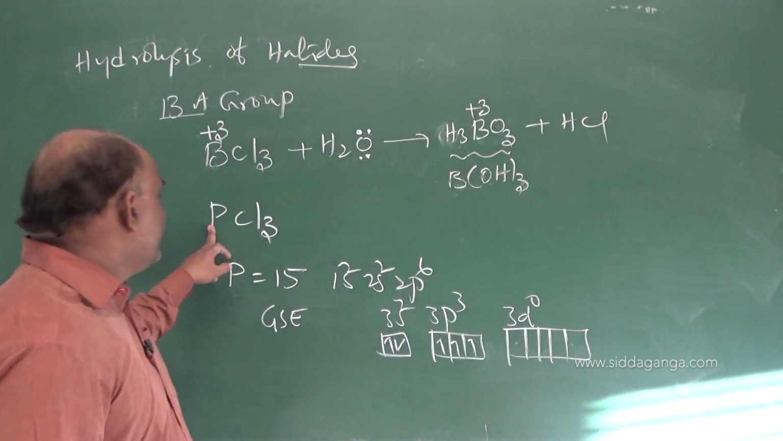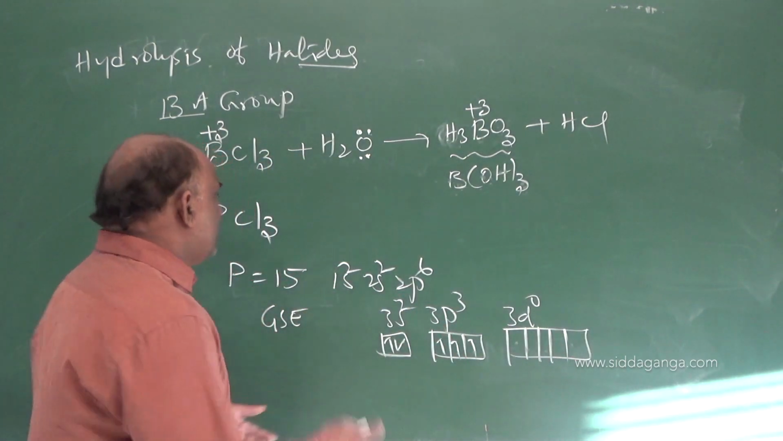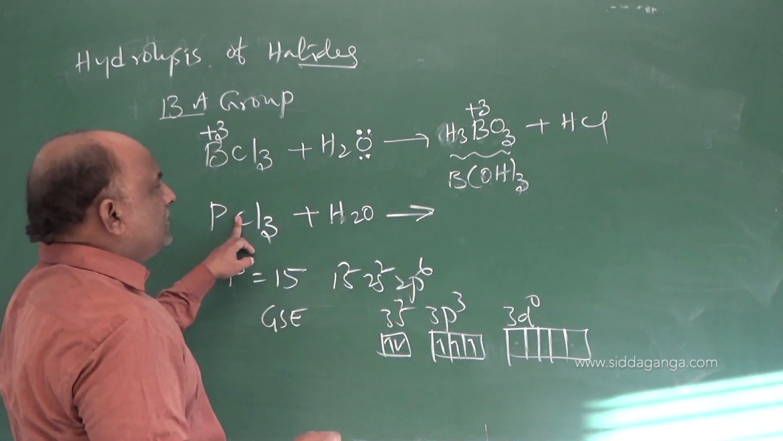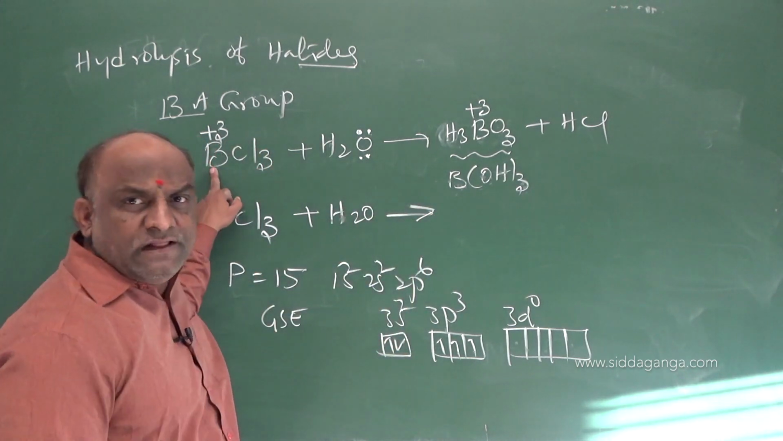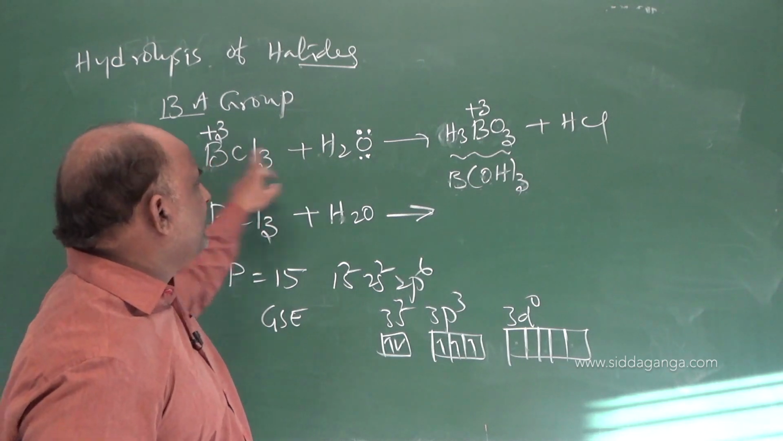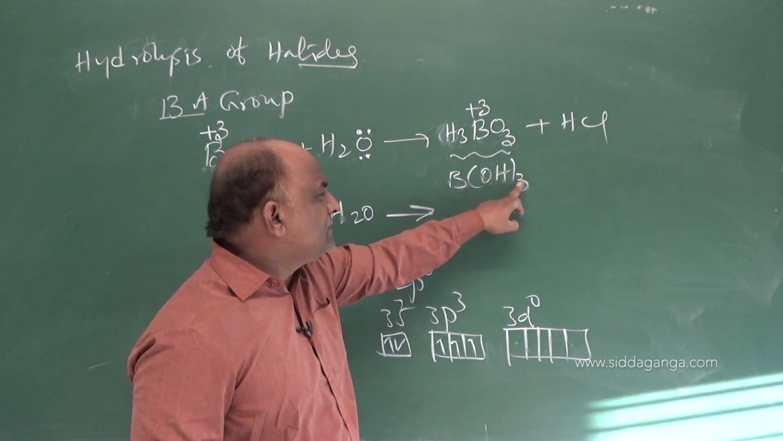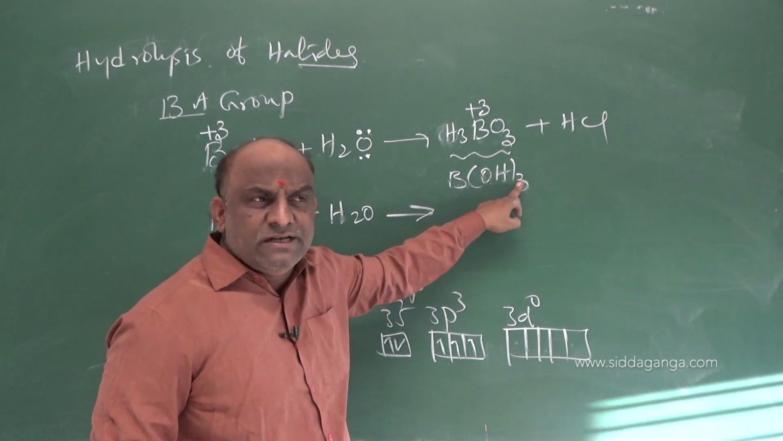So this compound easily undergoes hydrolysis. Then you should add water to this. Addition of water to BCl3, what is the compound? B(OH)3, B(OH) taken thrice, is called boric acid.